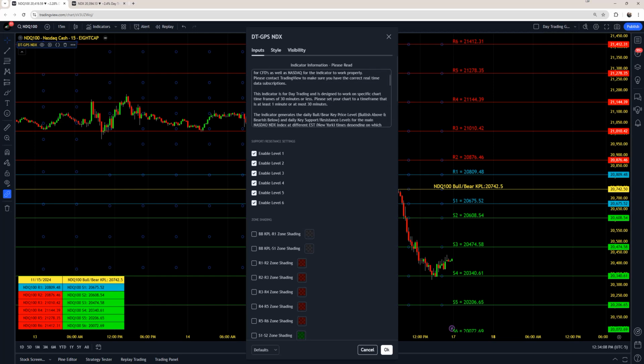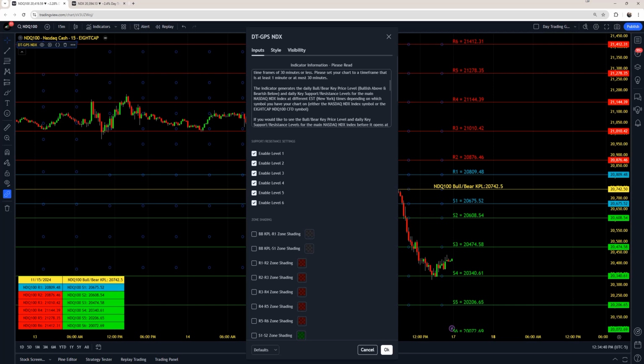This indicator is for day trading and is designed to work on chart time frames of 30 minutes or less. Please set your chart to a time frame that is at least 1 minute or at most 30 minutes. If you set your chart to something outside of that, the levels will not be correct. It's only designed to work on time frames of 30 minutes or less.